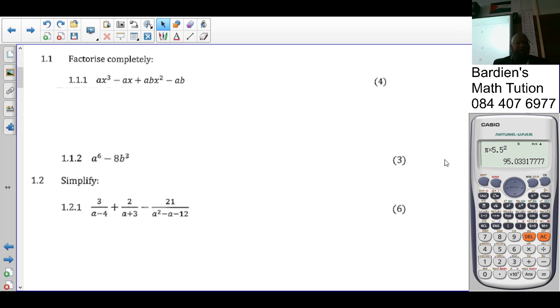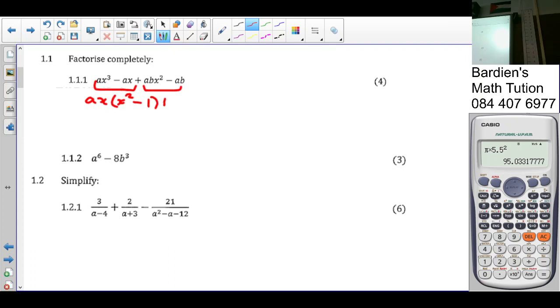So in question 1.1 we are told factorize completely. To factorize completely, as you can see there's 4 terms. There's factorization by grouping. So I group the first 2 and the second 2. If I group here, I take ax out as a common factor. I'm left with x squared minus 1 plus ab, which is a common factor, x squared minus 1. What is now common? X squared minus 1. A is also common, but you can take it out in the next step. What can be done on the first bracket?